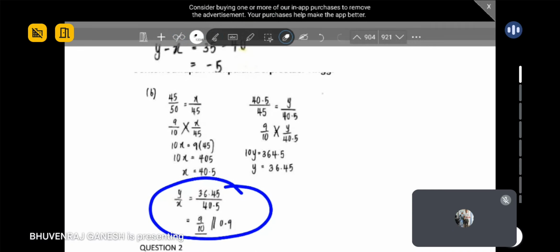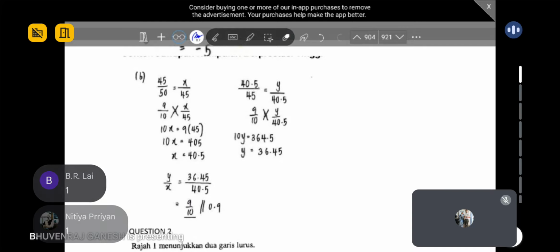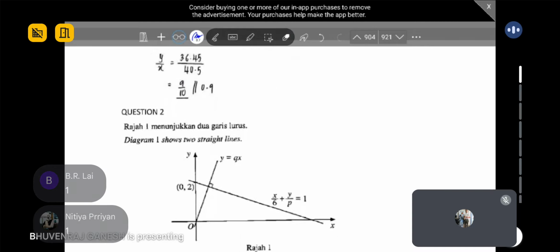Kita dah habis soalan satu. Okay, so one or two? Satu atau dua? Satu faham, dua tak faham. Okay. So, all understand?